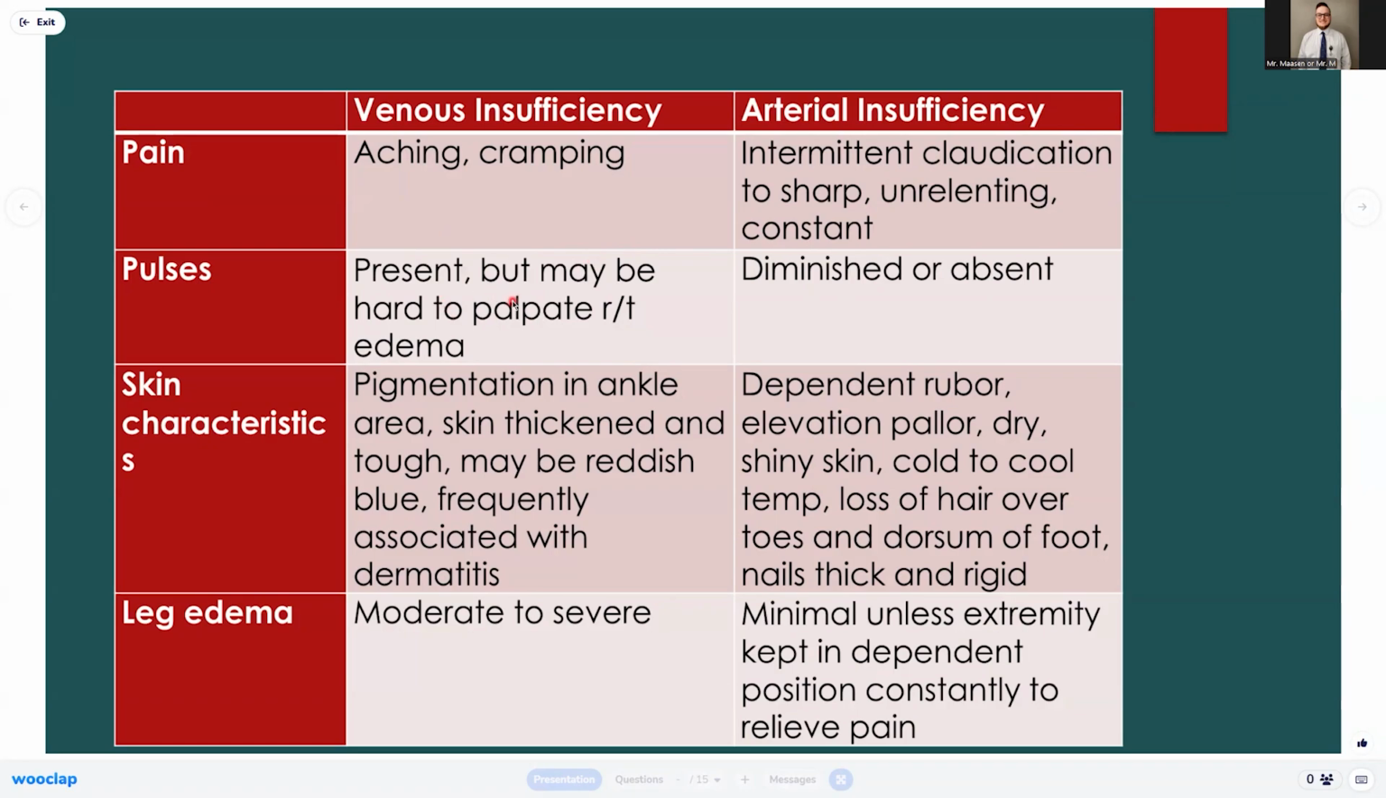Pulses should be present with venous insufficiency, although they could be hard to palpate with edema. With arterial, they could be diminished or absent. And there usually is moderate to severe edema with venous insufficiency problems, with minimal edema with arterial.